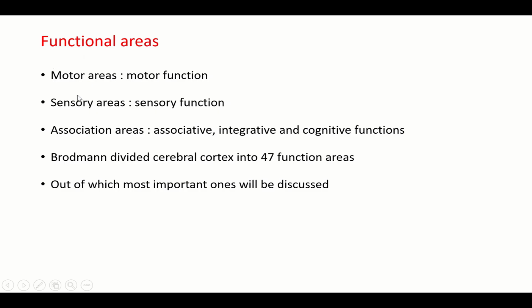As the name itself speaks, motor areas will have predominantly the neurons which are concerned with the motor function. Sensory areas will have neurons concerned predominantly with the sensory function, and association areas have the neurons which are dealing with associative, integrative, and cognitive functions. Brodmann has divided these functional areas into 47, and still the number keeps on adding with research and evolution. We'll be discussing the most important motor, sensory, and associative areas.